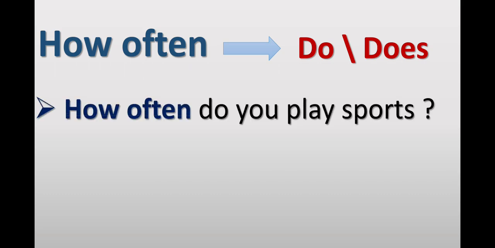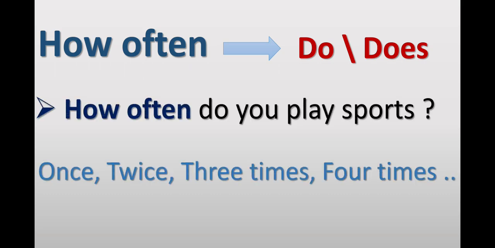Okay, we have a question here, the words how often. We use how often in the present simple, okay, to ask how many times the action is repeated. So how often do you go to the club? You may say I go to the club once a week, twice a week, okay, 3 times, okay. So we use how often to ask about how many times the action is repeated, and it should be followed by do or does, the helper. So how often do you play sports? Once a week. I play sports once, twice, 3 times, 4 times, okay.